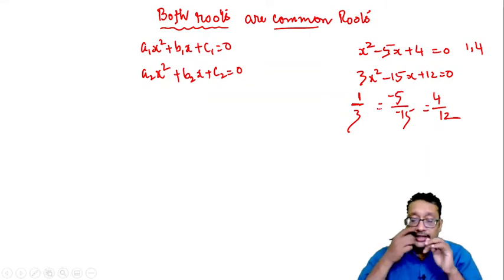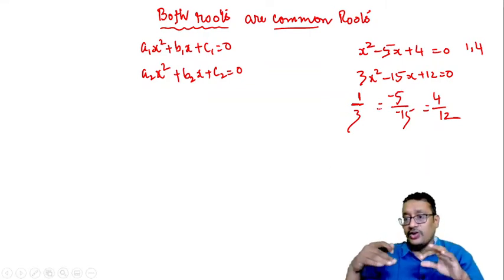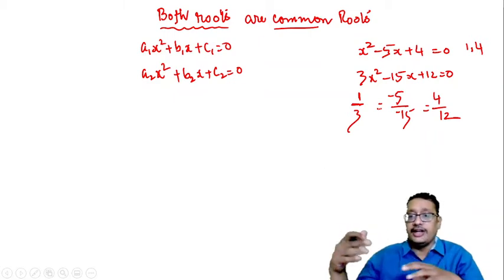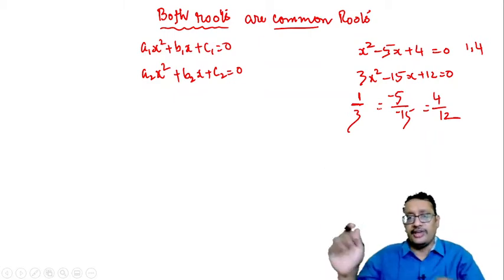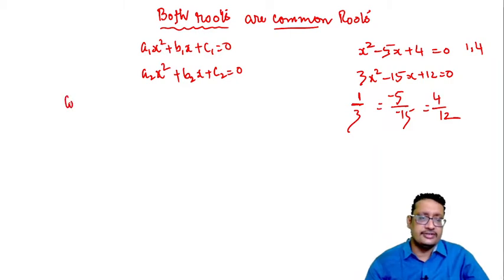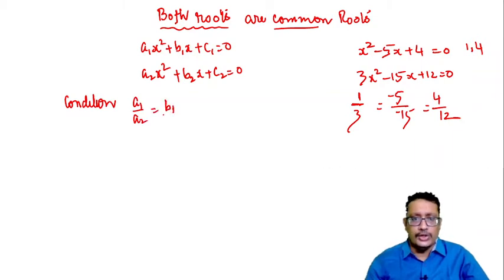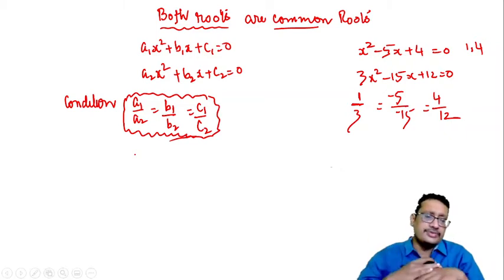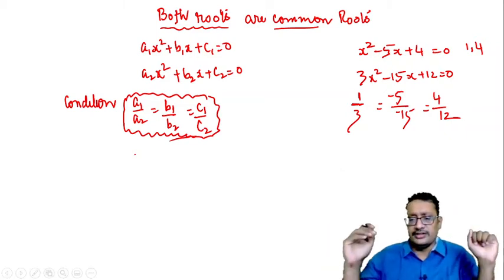So what I am finding is that the ratio of the coefficient of x², the coefficient of x and the constant always comes to be the same. So I am writing the condition here. The condition is a1/a2 = b1/b2 = c1/c2. This is the condition for the two quadratic equations to have both roots common. Let's solve some problems so that we can get this concept.